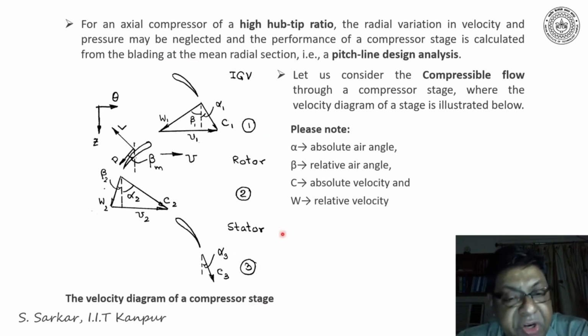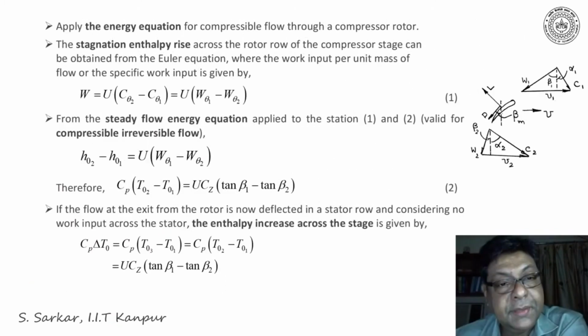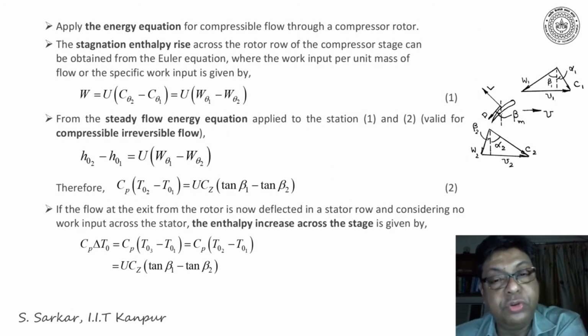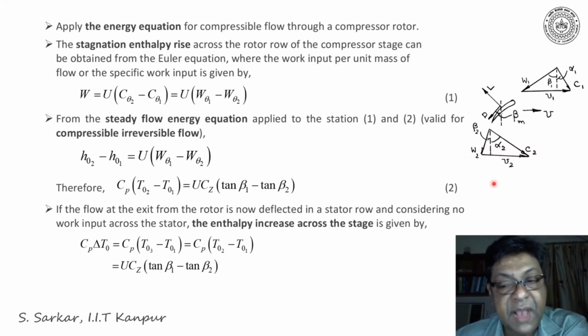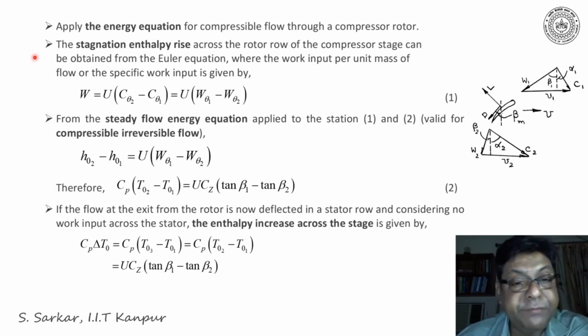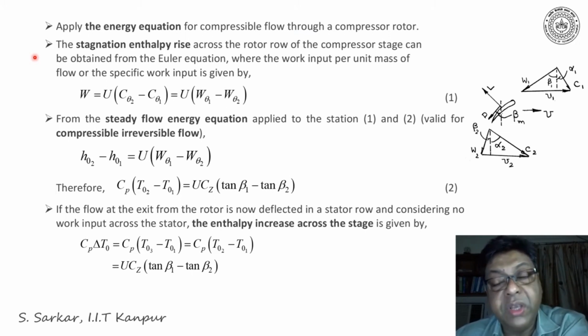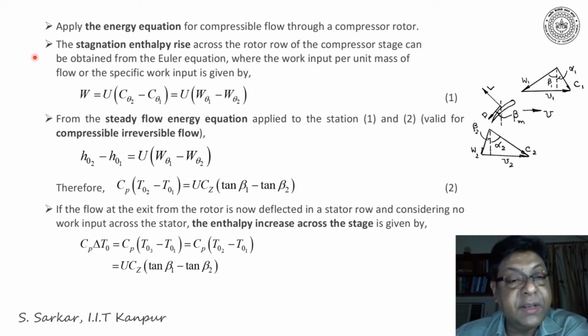I'm sure you have appreciated the velocity triangle of a stage, that is, particularly the velocity triangle at inlet to the rotor and exit of the rotor. Now let us apply the energy equation for compressible flow through a compressor rotor. Here I have referred to the velocity triangles at inlet and exit of the rotor, as I have explained earlier. Now the stagnation enthalpy rise across the rotor row of the compressor stage can be obtained from the Euler equation, where the work input per unit mass flow, or the specific work input, can be expressed as W is equal to U into (C theta 2 minus C theta 1).